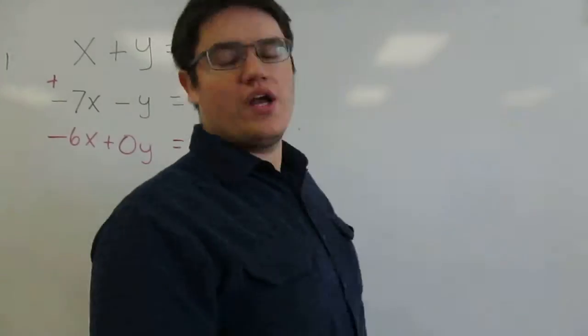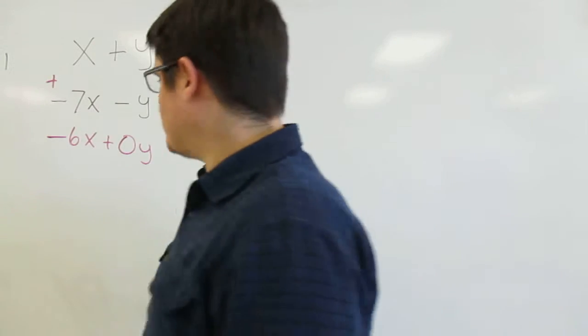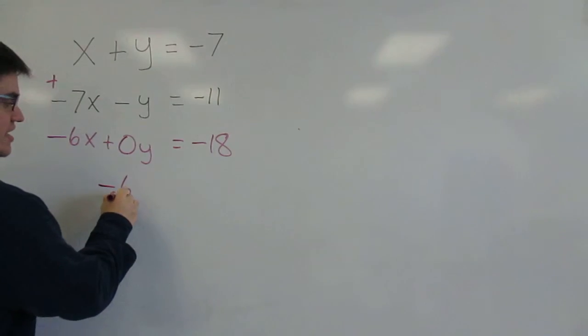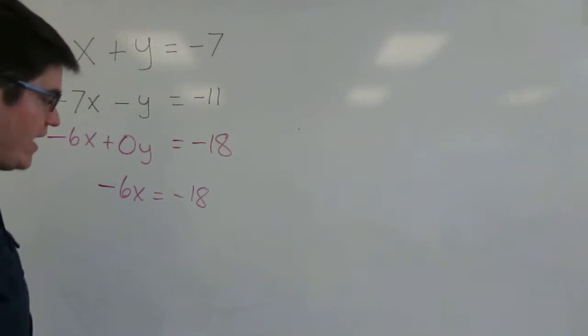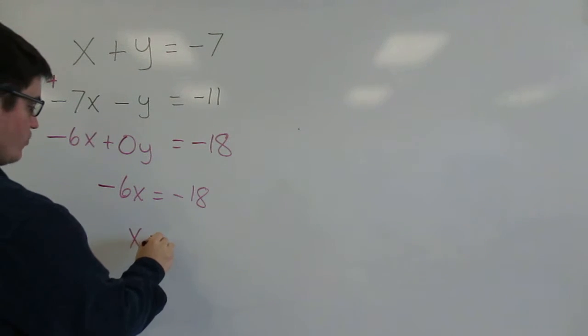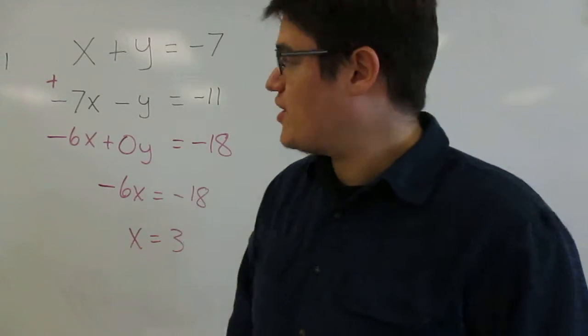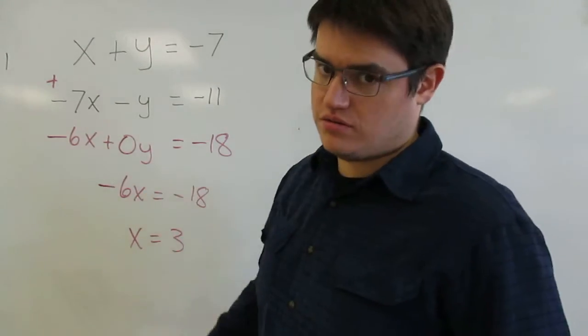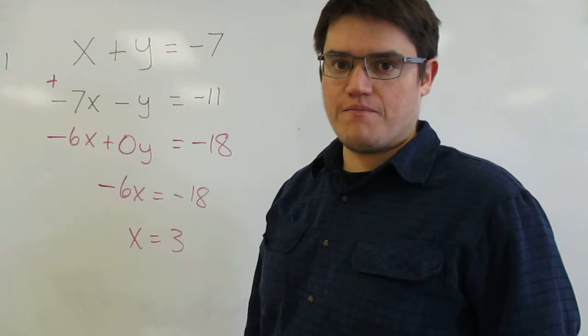And we know that anything times 0 is 0, so we could get rid of that. We have negative 6x equals negative 18. Then doing some crazy math, x equals 3. So using this elimination method, we eliminated the variable y, and then we had x by itself.